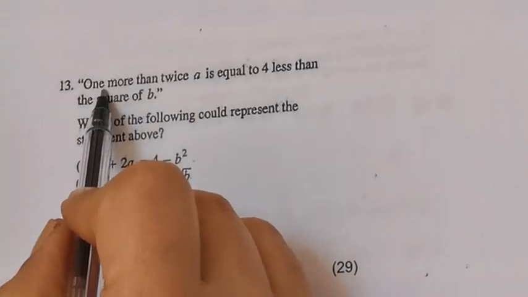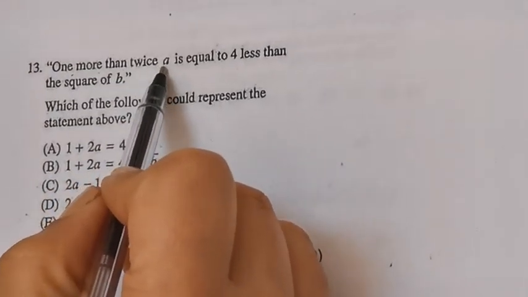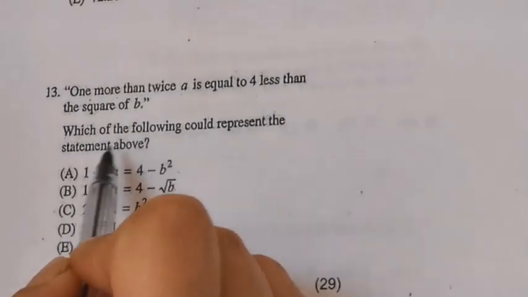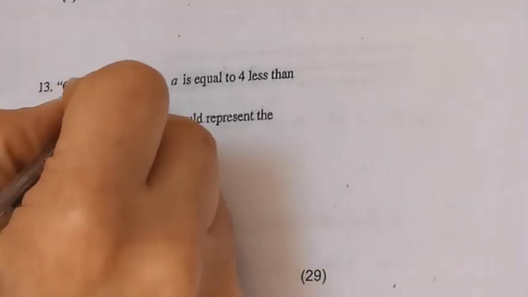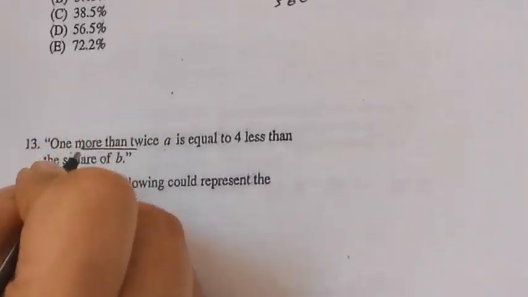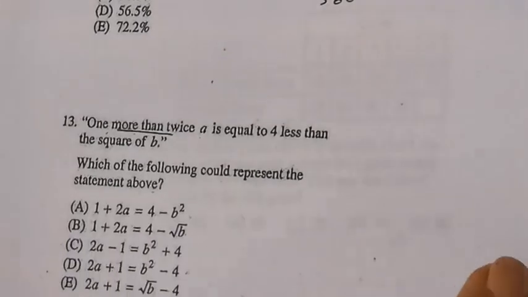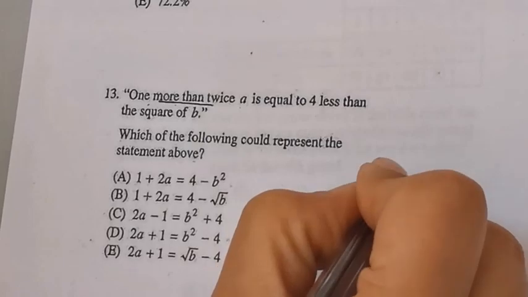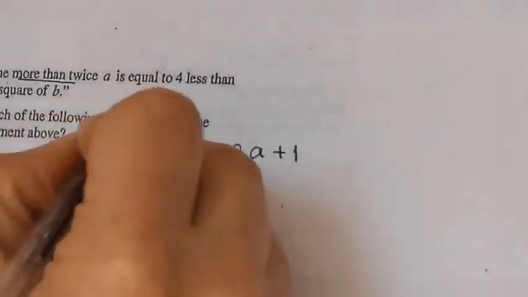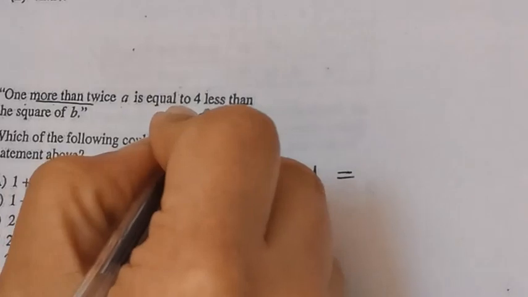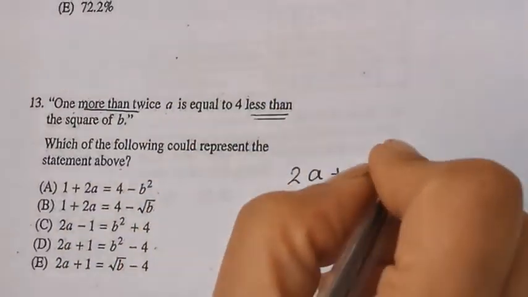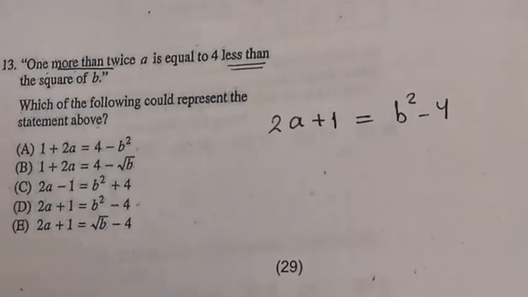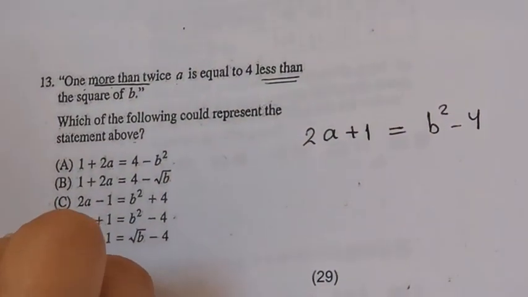Question 13. One more than twice A is equal to 4 less than the square of B. Which of the following could represent the statement above? Don't forget, when we have more than or less than, we always have to switch the places. So twice A, and 1 more than twice A is equal to 4 less than the square of B, so B to the power 2 minus 4. The correct answer is 2A plus 1. This is D.